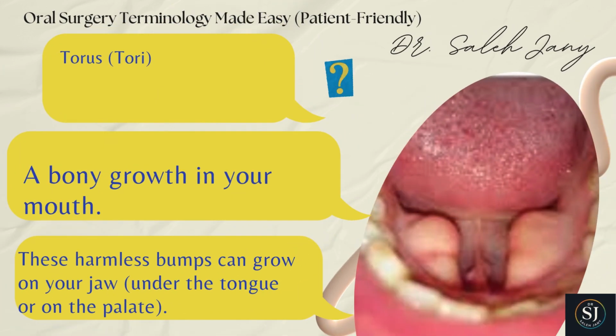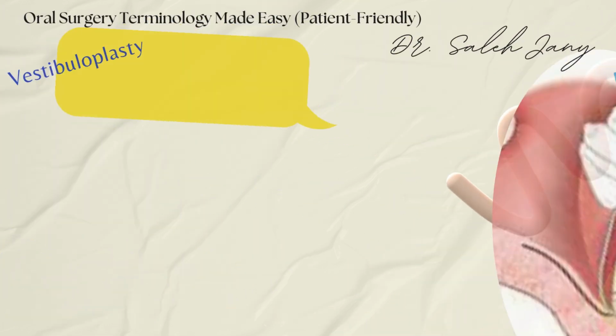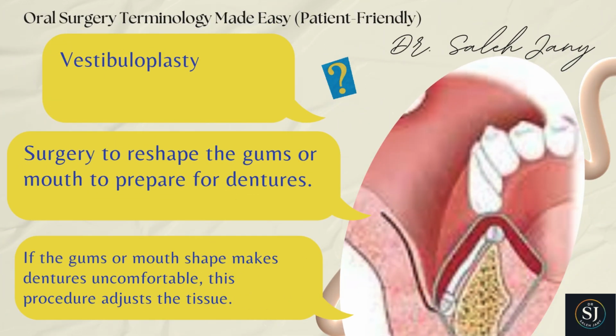Torus, or tori. What it means: a bony growth in your mouth. Explanation: these harmless bumps can grow on your jaw, under the tongue, or on the palate. Vestibulostomy. What it means: surgery to reshape the gums or mouth to prepare for dentures. Explanation: if the gums or mouth shape makes dentures uncomfortable, this procedure adjusts the tissue.